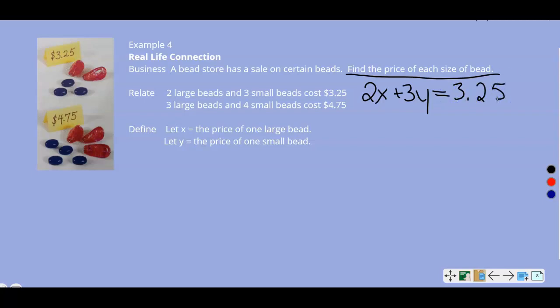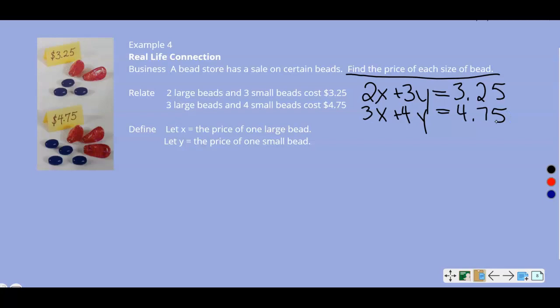The second one says 3 large beads, so 3 times X, large beads again, remember, and 4 small beads is 4Y, and that's going to equal $4.75. Now we can do a couple things with this.